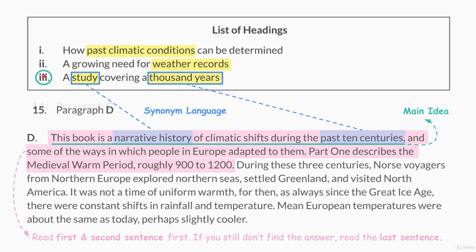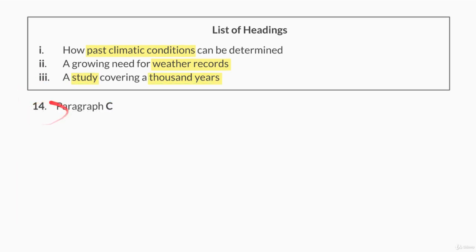Let us move on to our next question, question number 14. This time we have paragraph C. So we've already eliminated answer choice number 3. We've already used that. Remember, we're not going to be using answer choice number 3 because each answer choice can only be used once. So really, you have to decide between these two. These are the only available answer choices now.